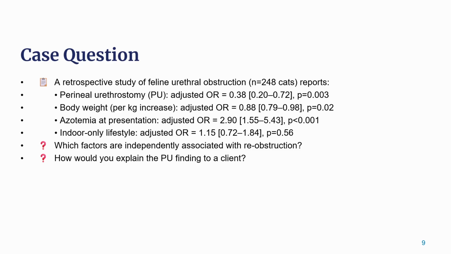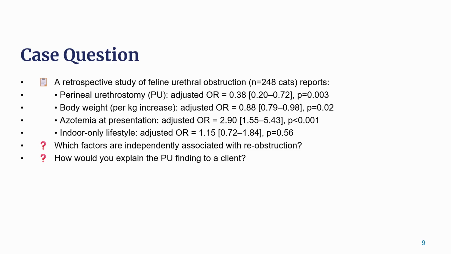Azotemia at presentation. OR is 2.9, CI 1.55 to 5.43, highly significant. Cats presenting in renal failure have nearly 3 times the odds of reobstruction. This is your most powerful risk stratifier. Indoor only, OR equals 1.15, CI 0.72 to 1.84, CI crosses 1. Not significant. Indoor lifestyle is not independently associated with reobstruction in this model.